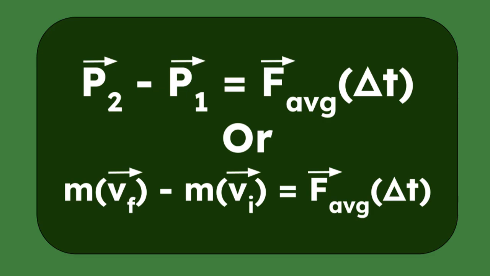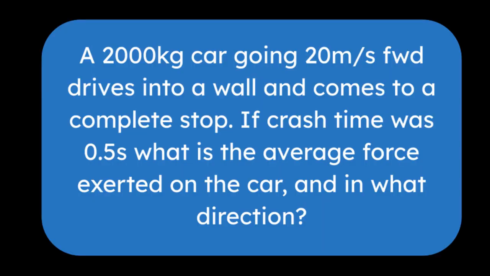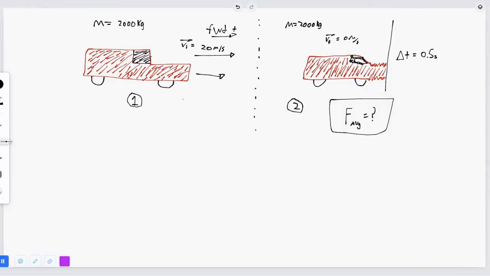We can solve multiple equations with this formula. Let's see an example. A 2,000 kilogram car going 20 meters a second forward drives into a wall and comes to a complete stop. If the crash time was 0.5 seconds, what is the average force exerted to the car and in what direction? Okay, so here's the first question here.